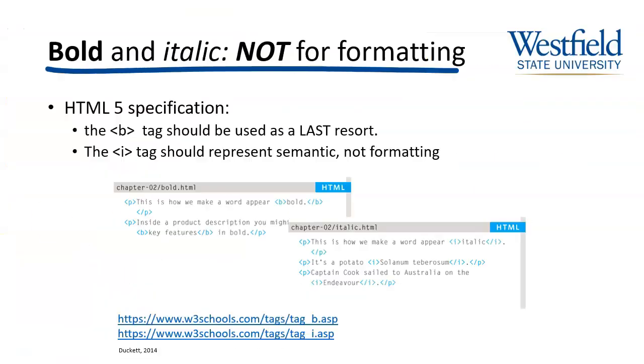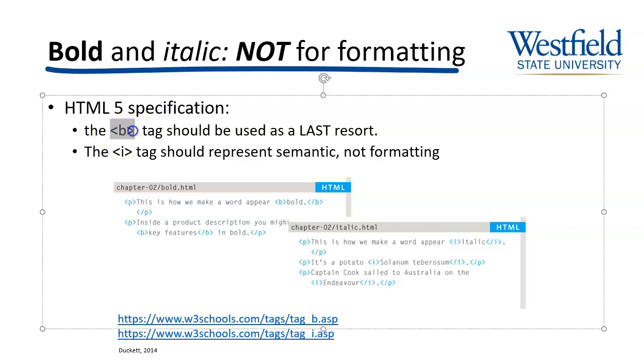Let's go back to the slides. So if you've used HTML in the past, you may have come across the B and I tags. In the old days, before HTML5, we used these for formatting. If you enclose text within the B tag, the text will be shown as bold. If you enclose text within the I tag, the text will be shown as italic.